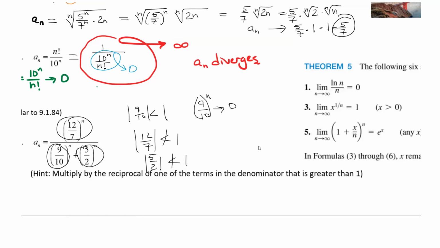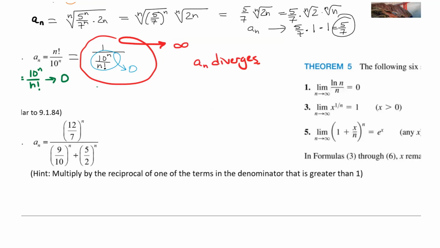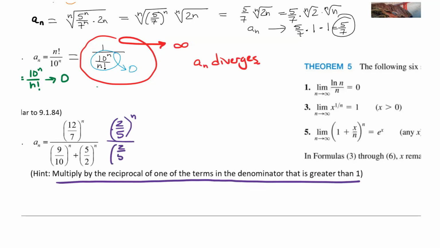So there's a little trick that you can do to get them to where they are all less than 1 sometimes. And that is to multiply by the reciprocal of one of the terms in the denominator that's greater than 1. So if you look in the denominator, only 5/2 is greater than 1. So I am going to multiply by 2/5, its reciprocal, to the n power in the top and the bottom, numerator and denominator.